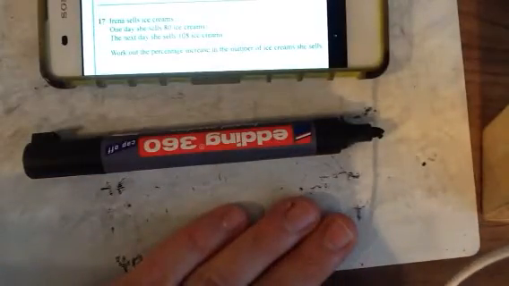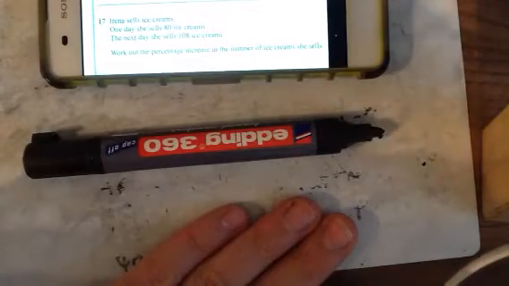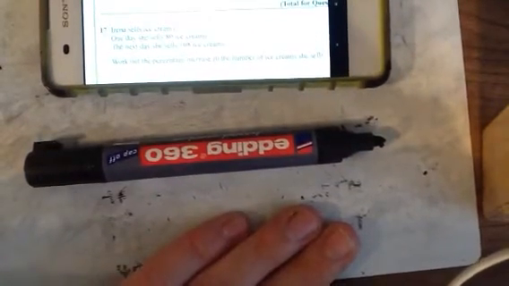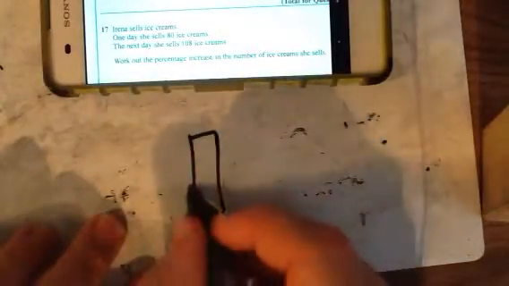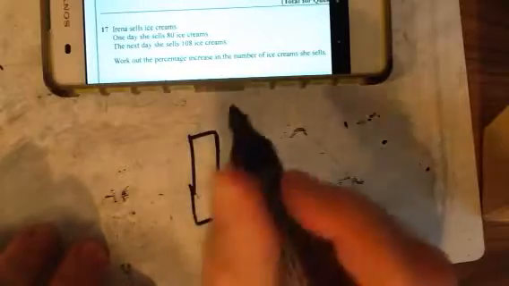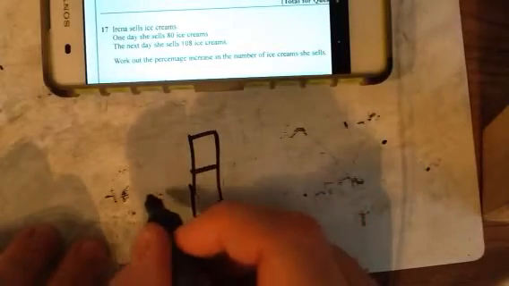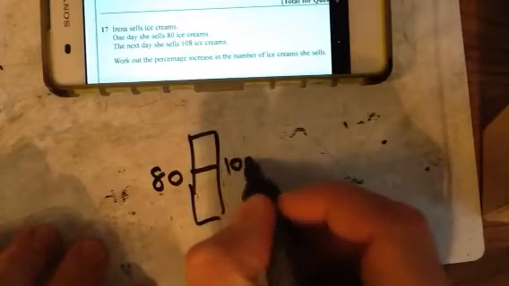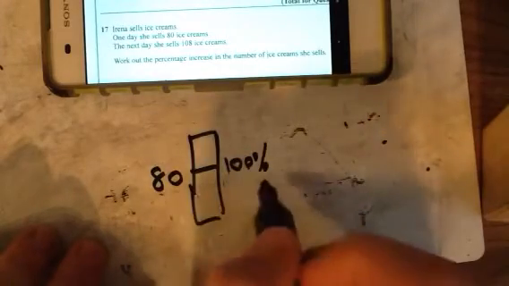Irina sells ice creams. One day she sells 80 ice creams. Next day she sells 108 ice creams. Work out the percent increase in the number of ice creams. Now, I always go for the ratio bar whenever I'm doing something. It's quite a difficult question to have on a non-calculator. But on one day she sells 80, which is your 100%, because this is what it starts off as.